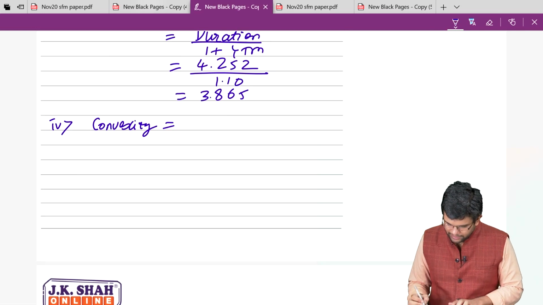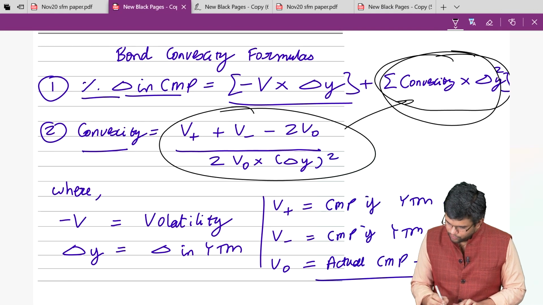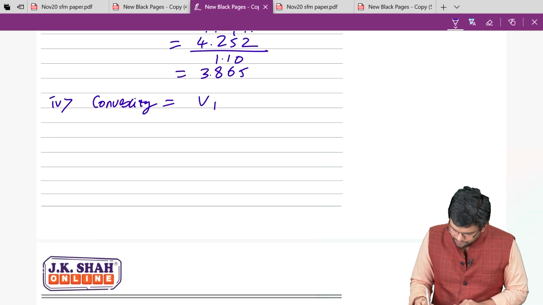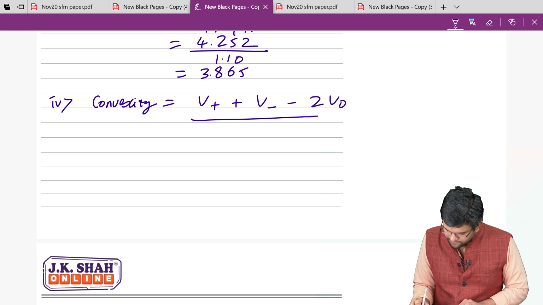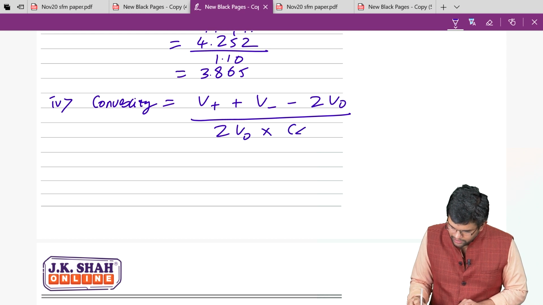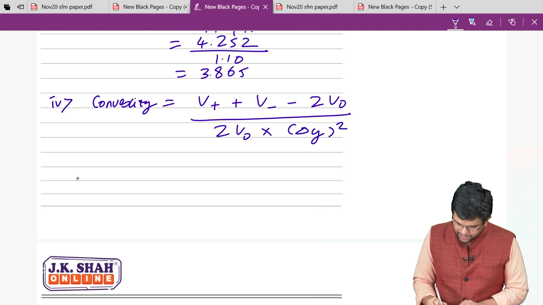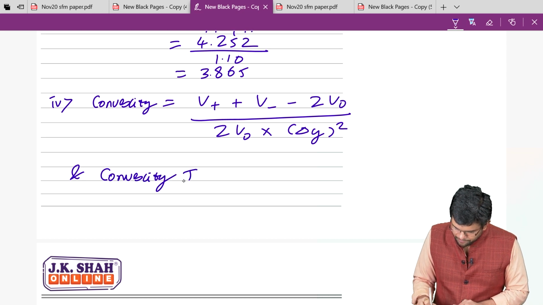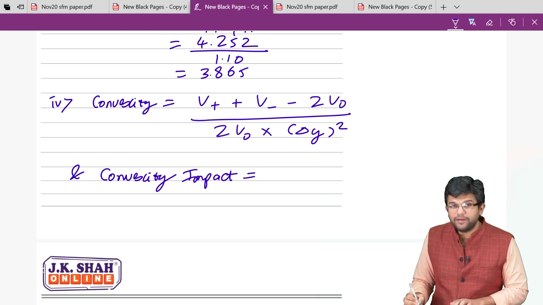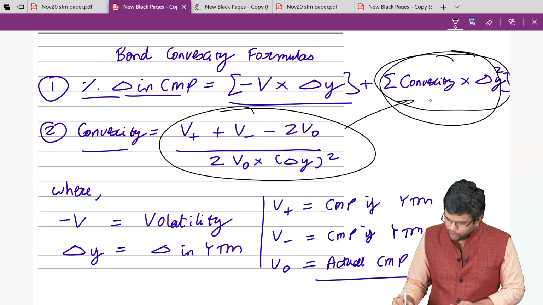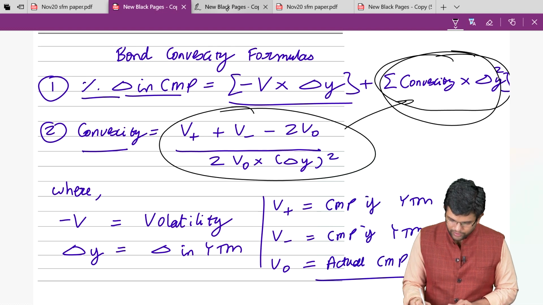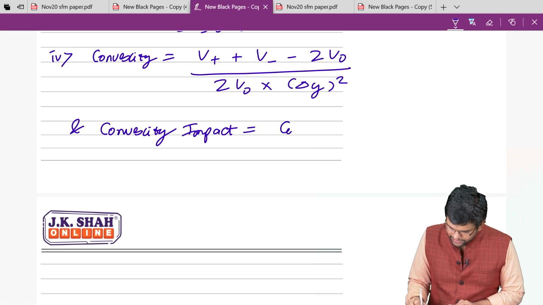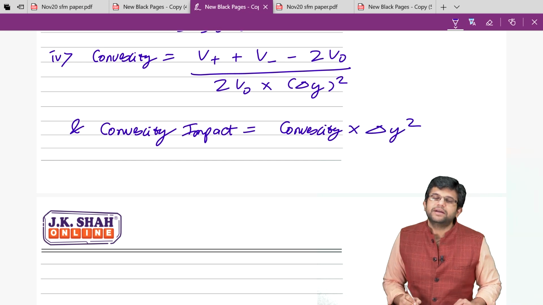So children, I'll write down here convexity is equal to V plus, V minus, minus 2V0, the whole divided by 2V0 into delta Y square. And the convexity impact will be the convexity formula into delta Y square. So I'll write down here convexity into delta Y square.